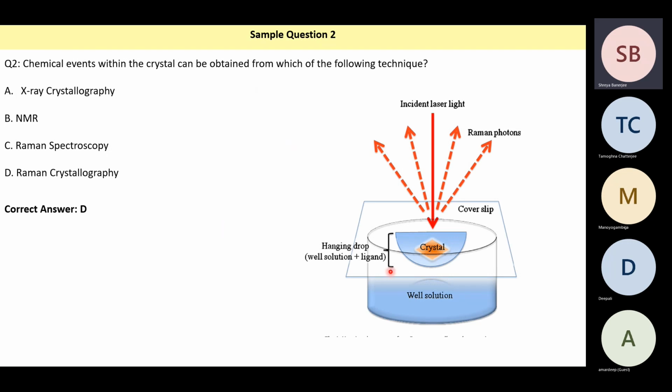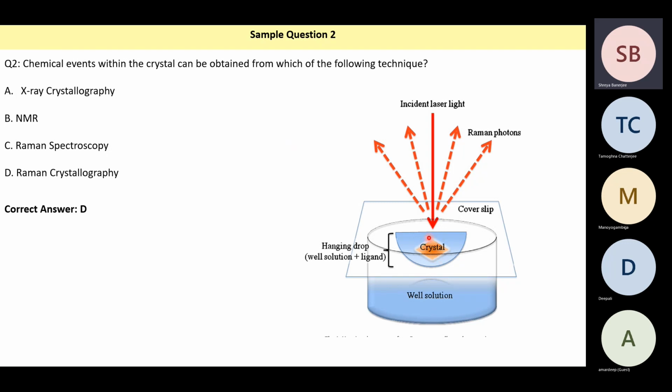As we studied, one of the applications of Raman spectroscopy is Raman crystallography, in which a crystal is formed using the hanging drop method, where there is an equilibrium between the crystal and the protein solution. As the crystal is forming, you have to focus the Raman spectroscopic incident light on the crystal so that the Raman scattered light that is obtained and the spectra that is formed will give us an idea of what is happening inside the crystal.